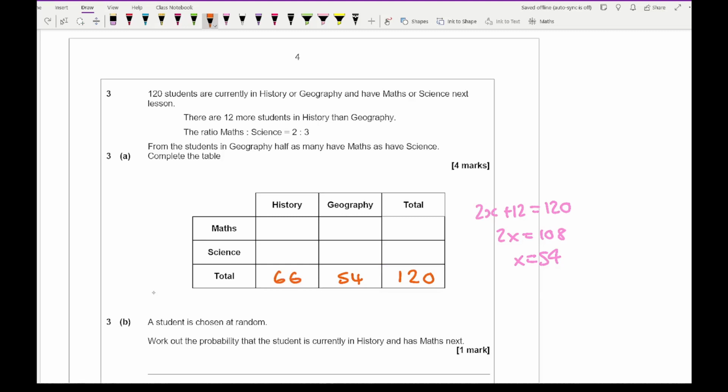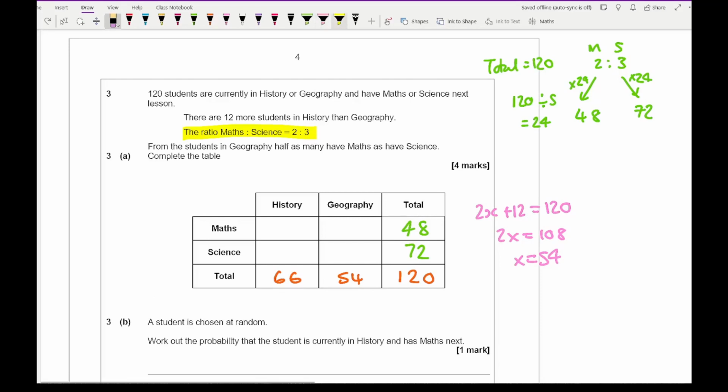Then moving on to the next bit of information, it tells us that the ratio of maths to science is 2 to 3. Well, if the total is 120 and we want to separate this in the ratio of 2 to 3 maths to science, so 120 divided by 5, which gives me an answer of 24, and then 24 times 2 and 24 times 3, so that's going to give me 48, and it's going to give me 72. So that's 48 and that is 72.